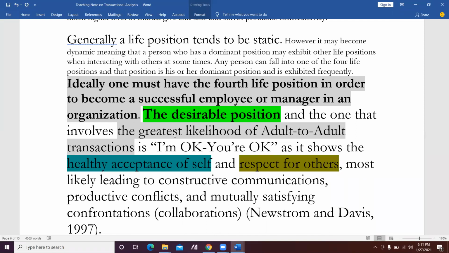You have a healthy acceptance of yourself. How do you check whether you have the right attitude about yourself? We can ask some simple questions. Do you respect you? Do you believe in you? Do you regard you? Do you thank you? If the answer is yes to those questions, then you have a healthy acceptance of yourself, and also respect for others. This is most likely to lead to constructive communication, not destructive communication; productive conflicts, that means functional conflicts, not dysfunctional conflicts; and mutually satisfying confrontation and collaboration, that means win-win solutions.